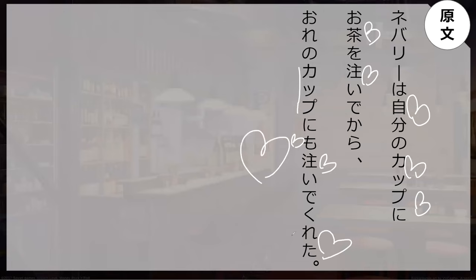After Neburi pours the tea onto the cup that is his, ore no kapu ni mo sosoide kureta. He also pours for me onto my cup. Perfect. Can you say kapu in Japanese for me?